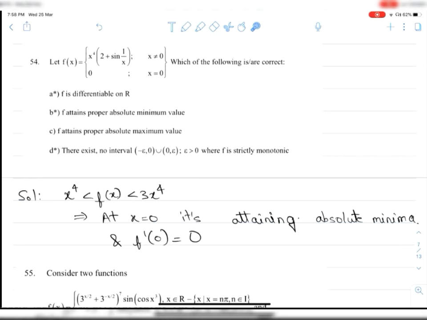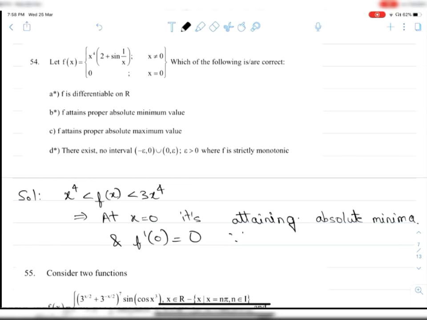At 0 plus and 0 minus, it will be greater than 0 because this is positive and this is also positive. And f of x lies in between 3x power 4 and x power 4 always, because 2 plus sin 1 by x lies in between 1 and 3. At x equal to 0, it must be attaining absolute minima, and f dash of 0 must be equal to 0. Why?